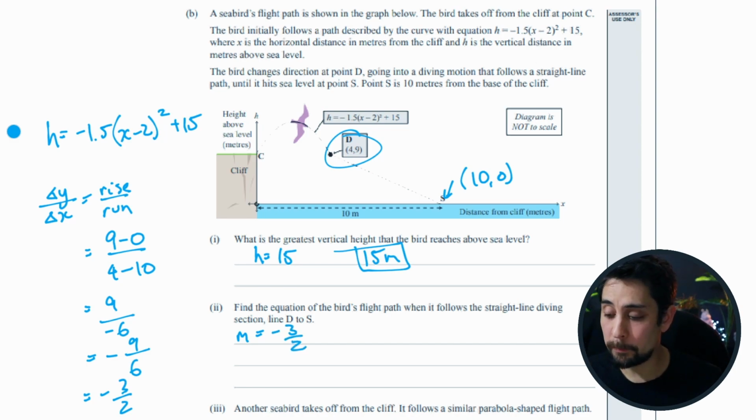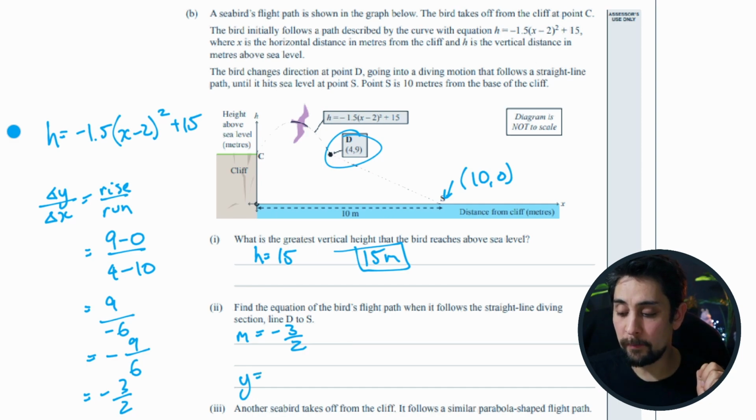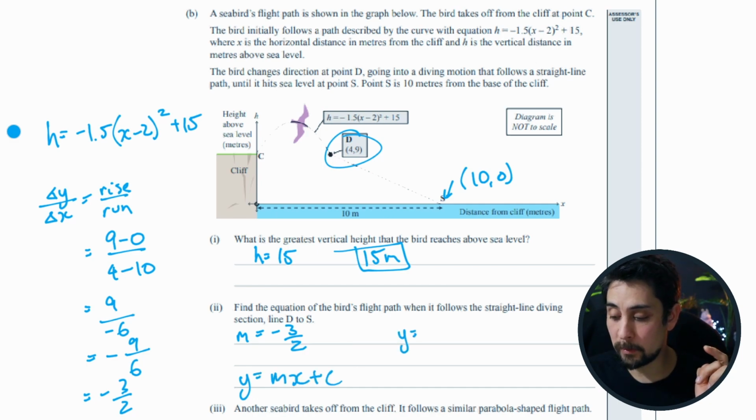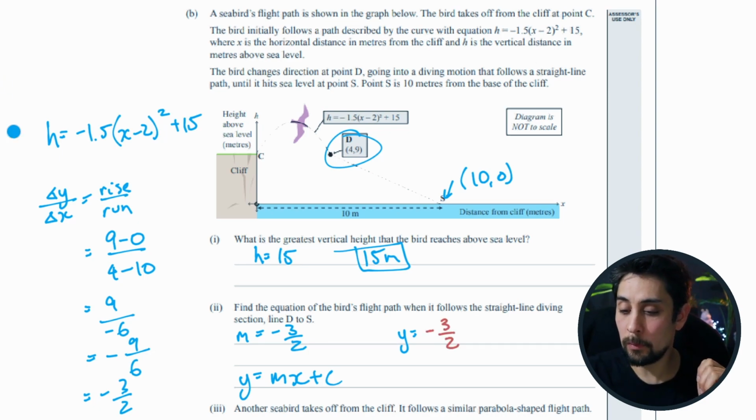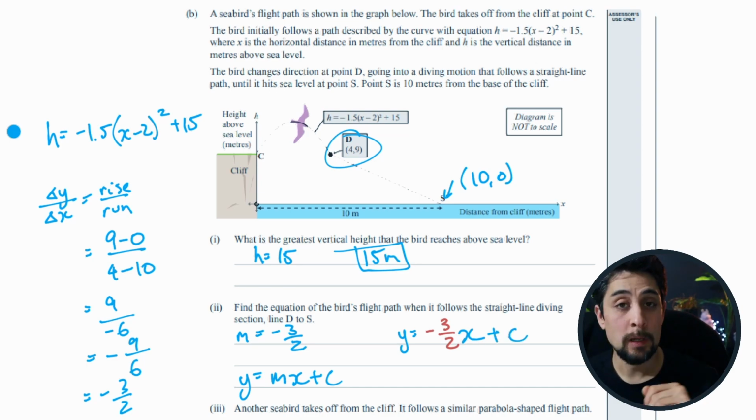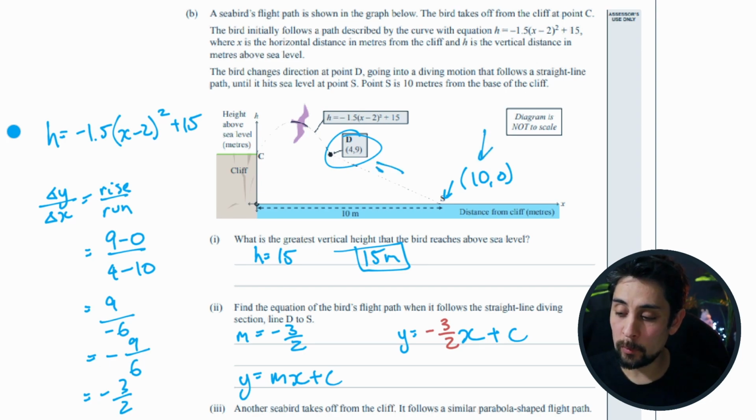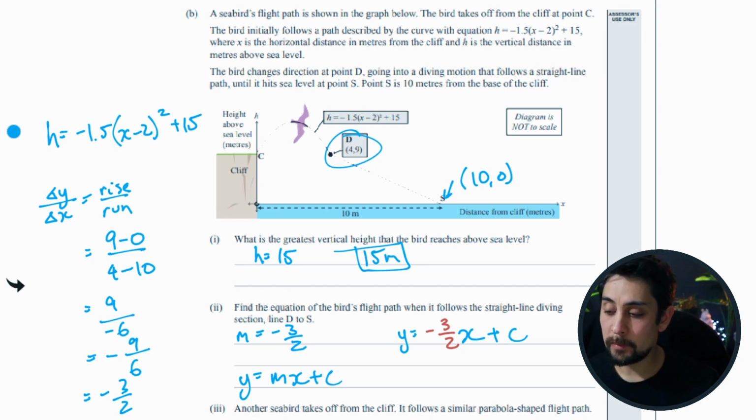But we're not done, because an equation has the form y equals mx plus c. Now we already know m. Let's just place that in there. y equals negative 3 over 2 x plus c. Now we just have to find out what that c value is. To do that, we can take either these coordinates or these coordinates and substitute them into this new equation that we've just come up with. So let's go ahead and do that. I'm going to use the numbers 4 and 9 for this.